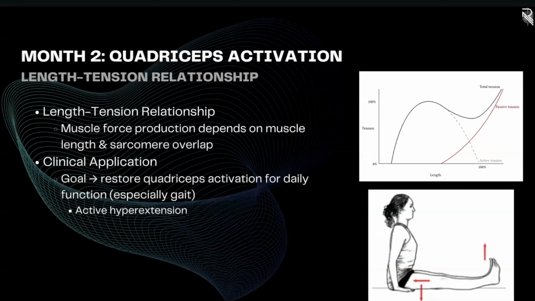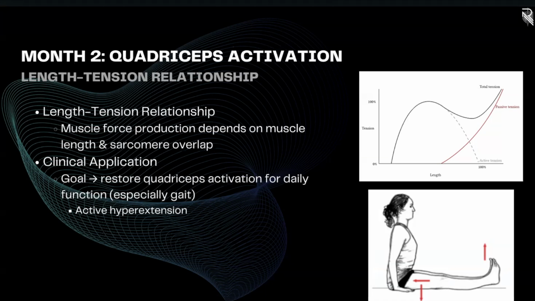All right, so the primary focus of month two is going to be quadriceps activation. We can examine this through the lens of the length-tension relationship, which describes how a muscle's ability to produce force depends on its length and sarcomere overlap. When a muscle is either overly shortened or overly lengthened, sarcomere overlap is suboptimal, limiting active force production. In contrast, mid-range muscle lengths tend to maximize overlap and force output.